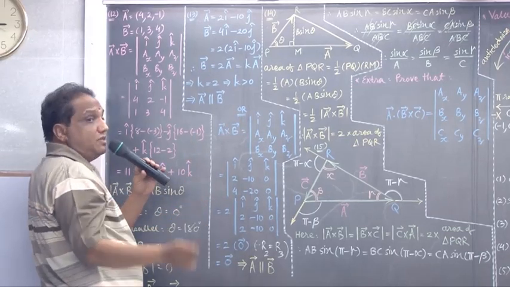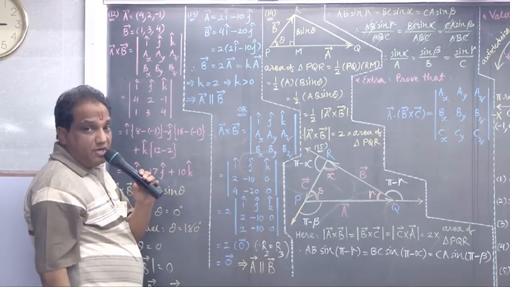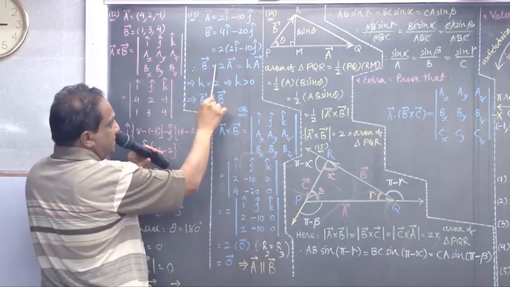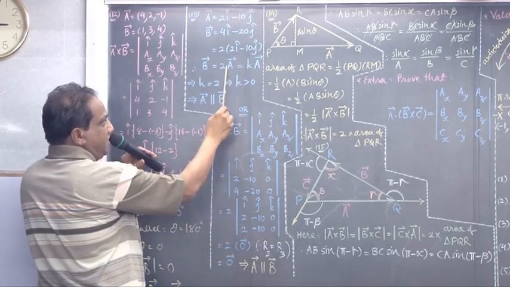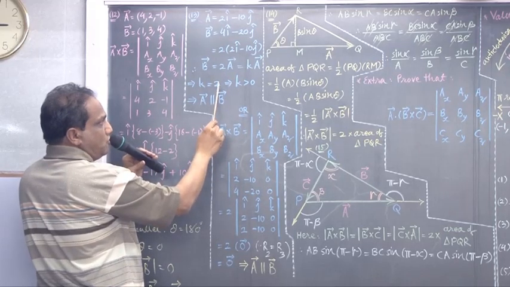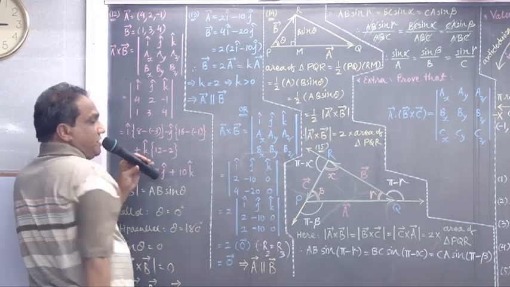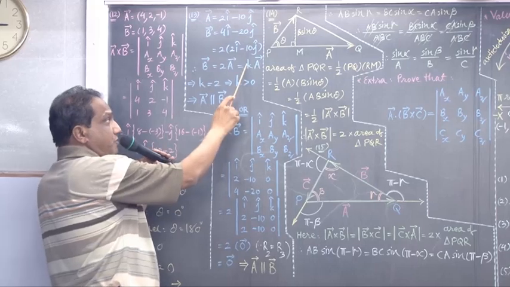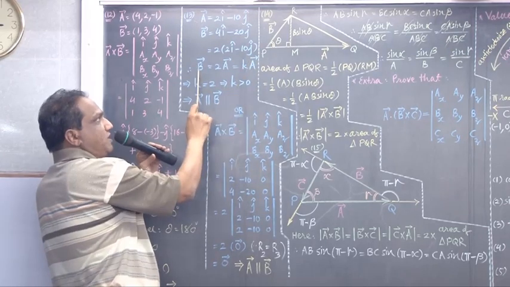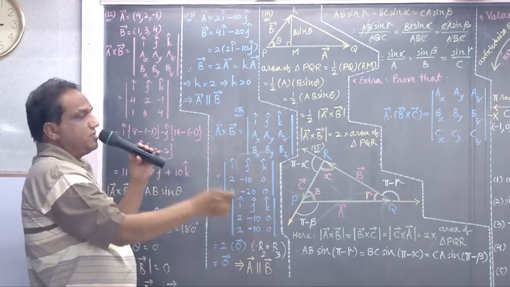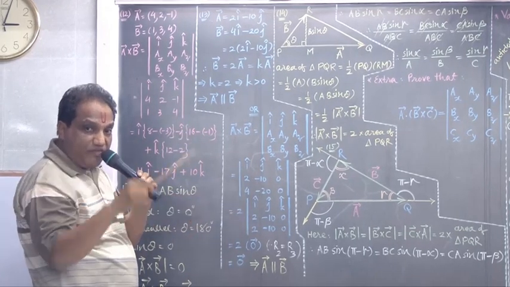We have learned the multiplication of a vector with a real number. Suppose the real number is K. So I just match this with K into vector A. Now tell me, when you compare, what is K? 2. Is 2 positive? 2 is positive. So you are multiplying this vector with a positive number. When you multiply by a positive number, the direction of this will be the same as the direction of this. So these two have the same direction, which means they are parallel. So this is easy, short, and perfect.